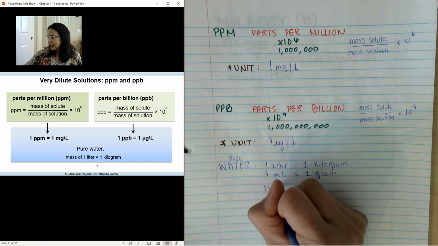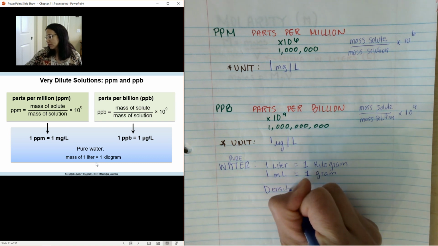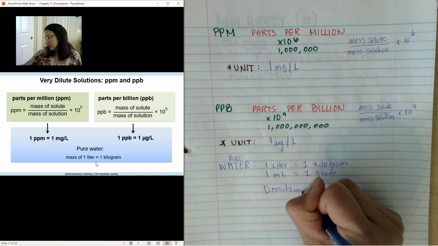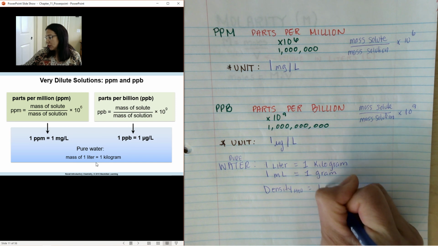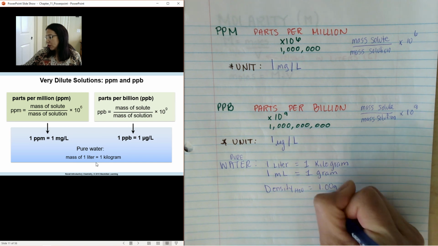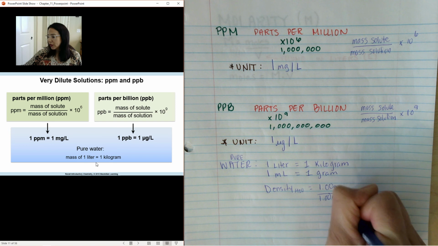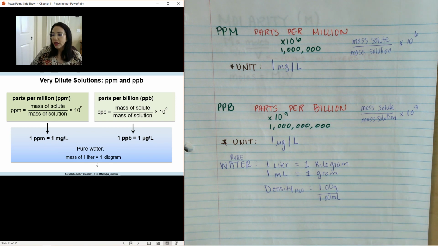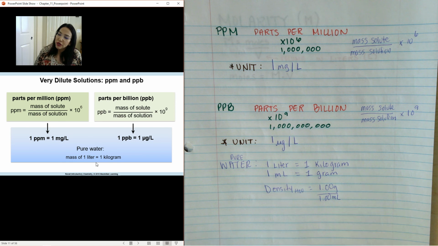We know this because the density of water is equal to 1 gram per 1 milliliter. Okay. So we could say they're basically equal to each other. So that's our density of water, is just 1 gram per milliliter.